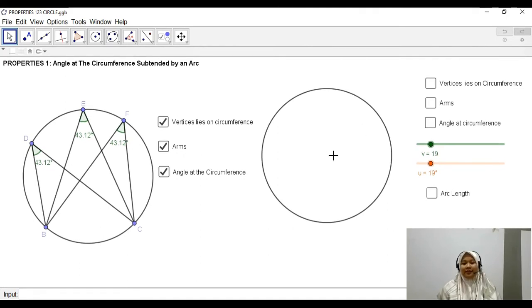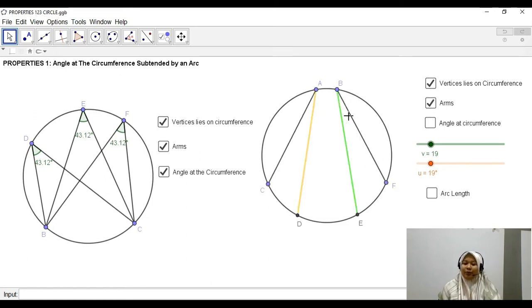Moving on to the second circle, we also have vertices that lie on the circumference, and each vertex has its own arms, but their arms are not connected to the same points. As for A, the first arm is connected to C, and the second arm is connected to D. While for B, the first arm is connected to E, and the second arm is connected to F. In this case, if the angles at the circumference are equal, here it is 19, then the arc length will also be equal, which is 1.99 for both arc CD and EF.